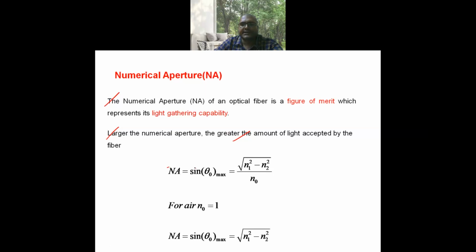The value of numerical aperture in terms of n1, n2 and n0: n0 is the refractive index of air. For n0 equal to 1, sin theta naught max is equal to root of n1 squared minus n2 squared.